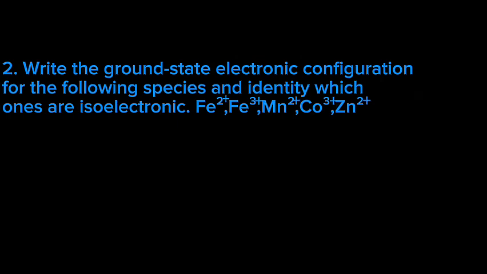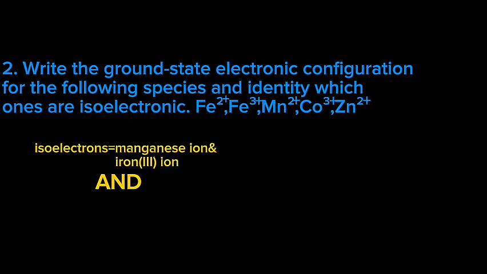That's by the way. So the ions which were identified as isoelectronic become manganese 2 plus and iron 3 plus, and iron 2 plus and cobalt 3 plus.